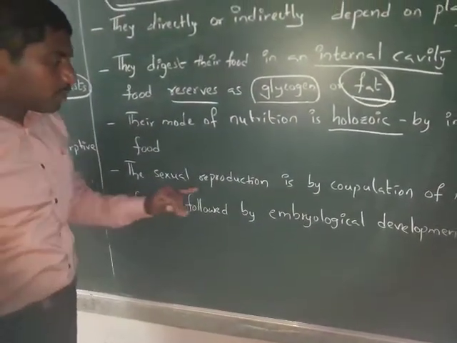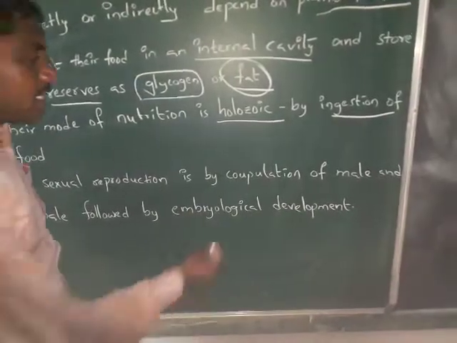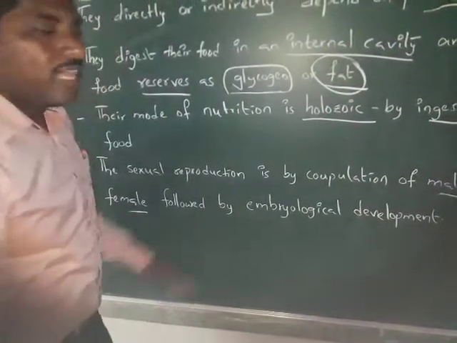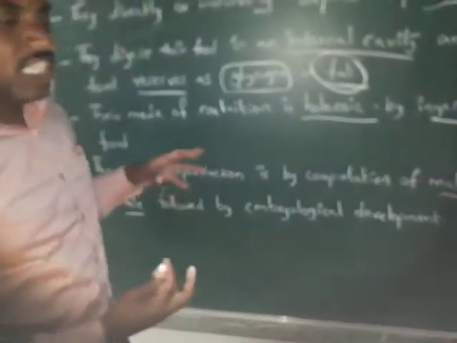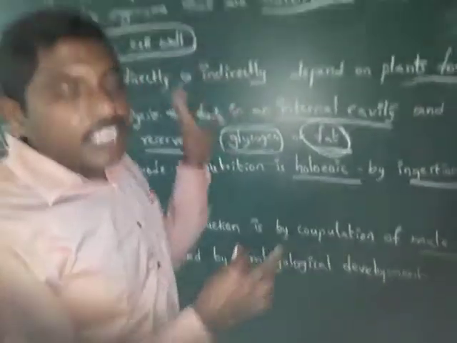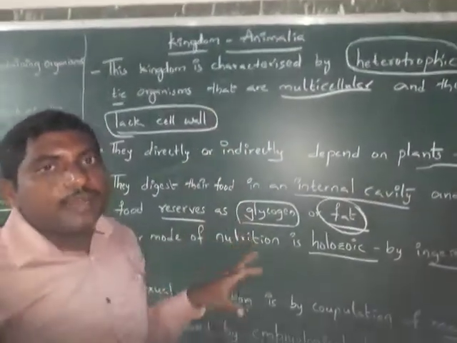Coming to sexual reproduction, it is the copulation of male and female followed by embryonic development. These are some general characteristics of Animalia and Plantae.